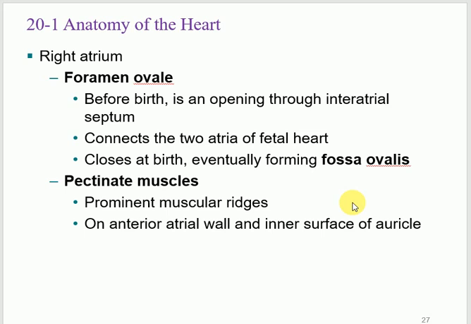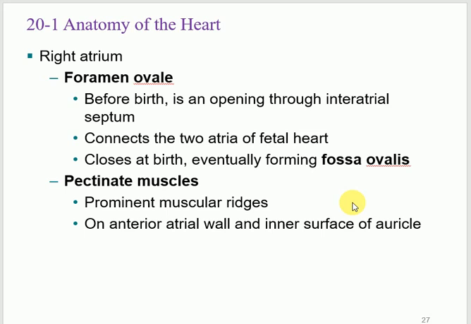The right atrium, remember the fossa ovalis? Is that an opening? It is not an opening. That was in the lab. Remember this oval depression? It's not an opening, right? That's why it's called fossa, not foramen. We know foramen, right? Foramen is an opening.